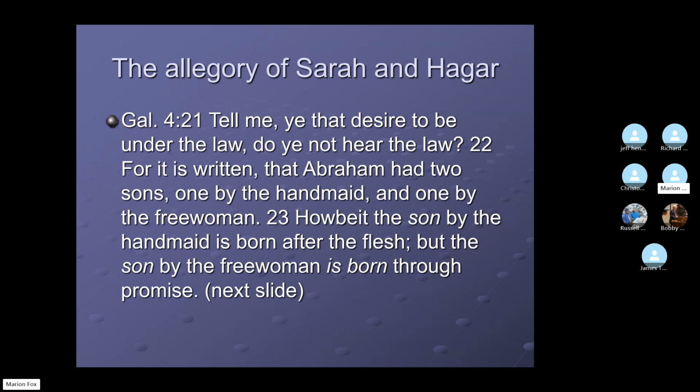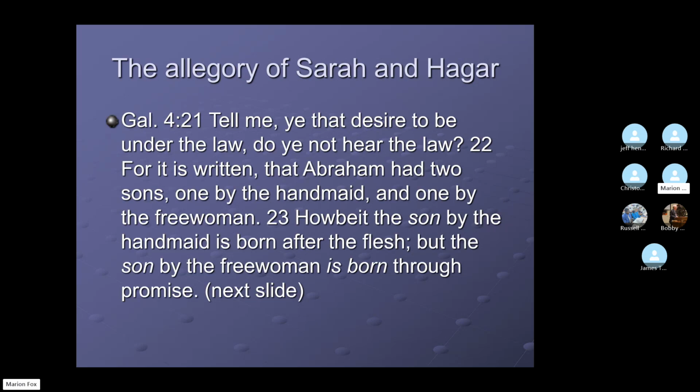Howbeit the son by the handmaid is born after the flesh. He's born, and his mother is young, and she can ovulate and have a child easily. The young woman, probably 20 years of age, somewhere thereabouts, can easily have a child. 20-year-old women get pregnant quite frequently, and it's not uncommon for them to have children.